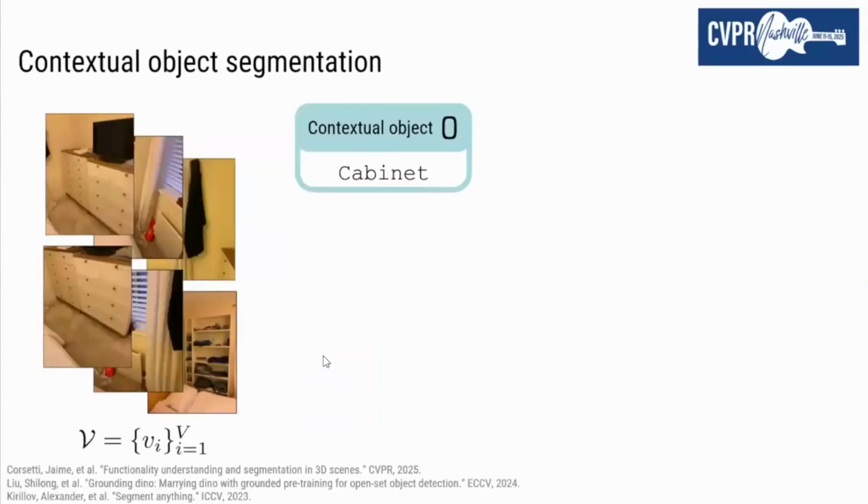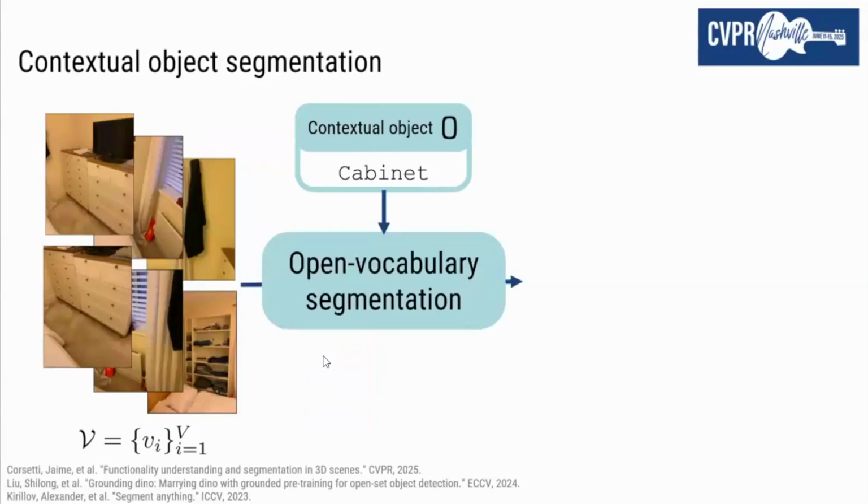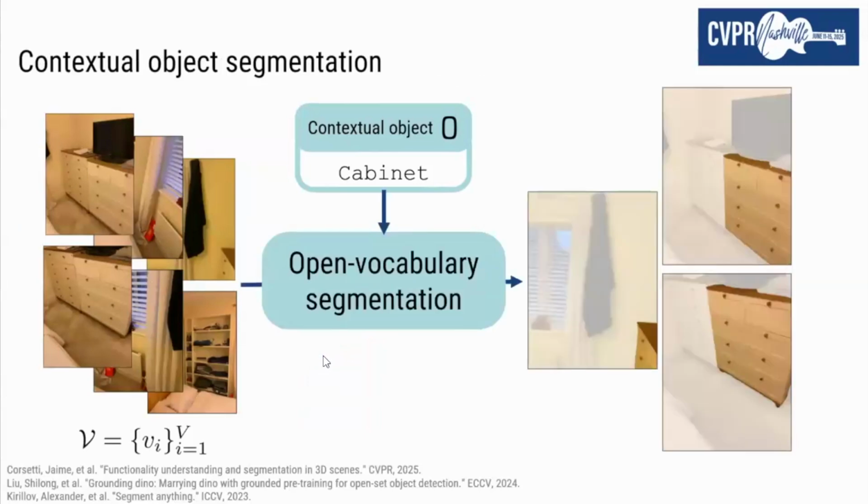So then we want to find an approximate location of where the object of interest is located. In order to do that, we consider all the frames in the scene, which are provided along with the 3D data. We get the name of the contextual object, and we apply an open vocabulary segmentation pipeline to get all the objects in the frame. So in this case, we get a set of masks of this specific cabinet. Here in particular, we use Grounding DINO plus SAM to get the masks.